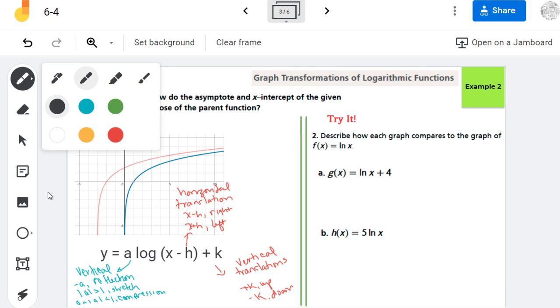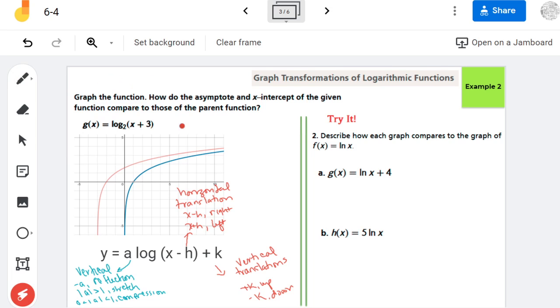So let's go ahead and take a look at the examples. It says to graph the function, so that's what I did here. I also graphed the parent function. And it says how do the asymptote and x-intercept compare to those of the parent function? In here I have an x plus 3. So that is a translation to the left by 3.